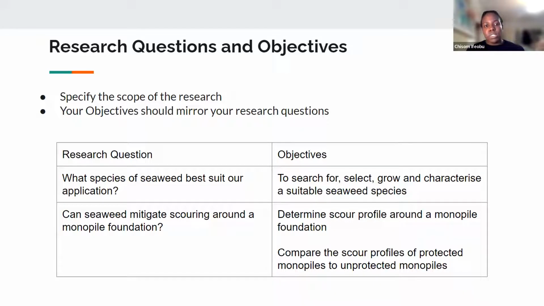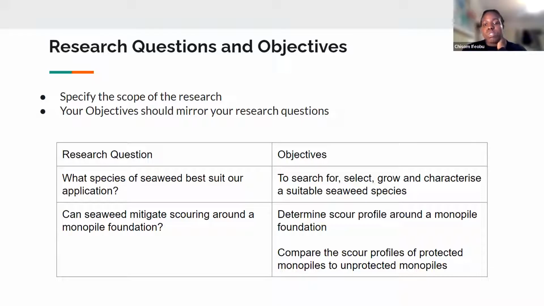So you're looking at using seaweed, planting seaweed around the base of the monopile to prevent the soil from being washed away. A research question that the person is interested in is, what species of seaweed best suit our application? So how are we going to do that? What are the objectives? You need to search for, select, grow, and characterize a suitable seaweed species. Another research question is, can seaweed actually mitigate scarring around a monopile foundation?